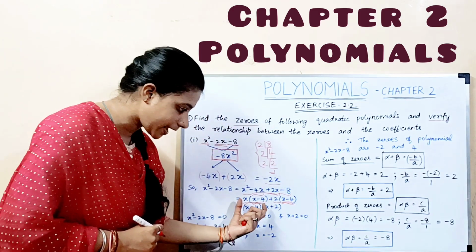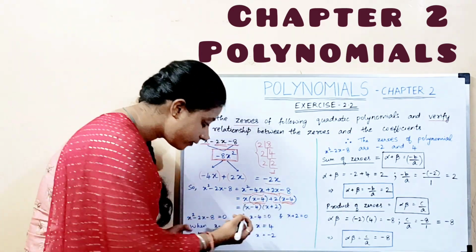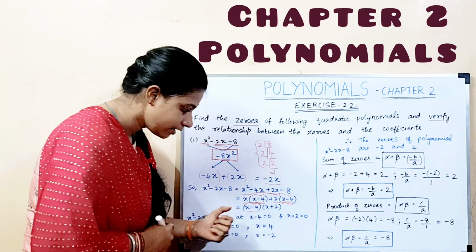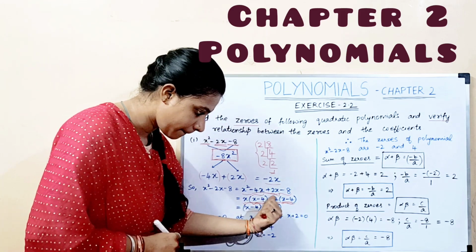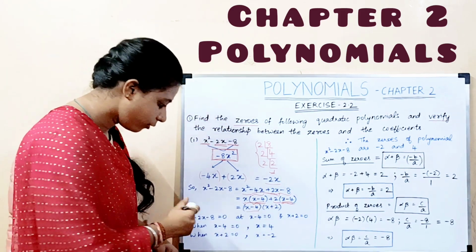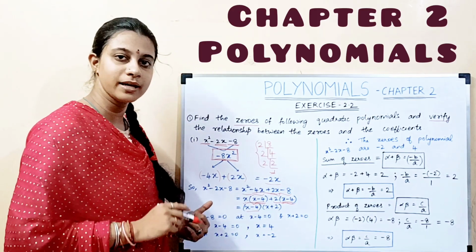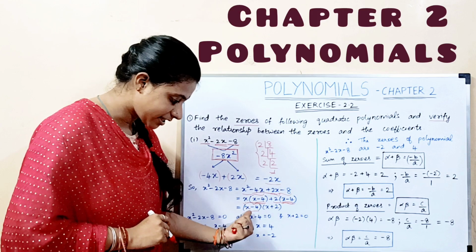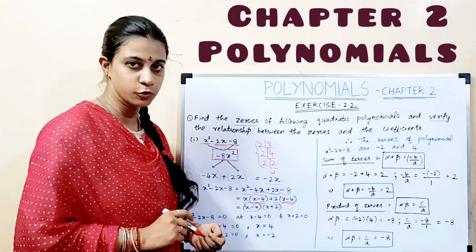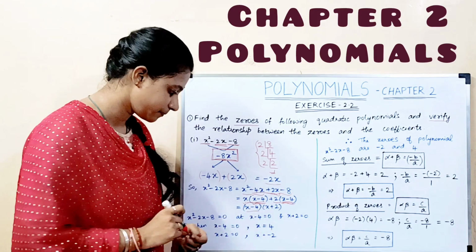In these two terms, x minus 4 is common. So we are taking x minus 4 outside. Then we will get x plus 2. Now x square minus 2x minus 8, this quadratic polynomial has factors x minus 4 and x plus 2. These two are called factors.